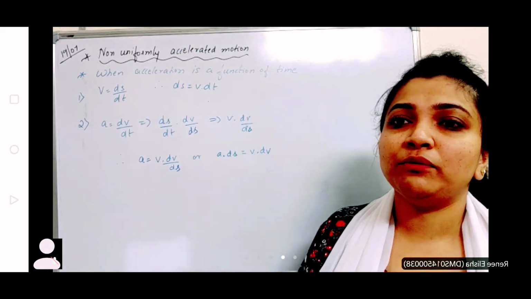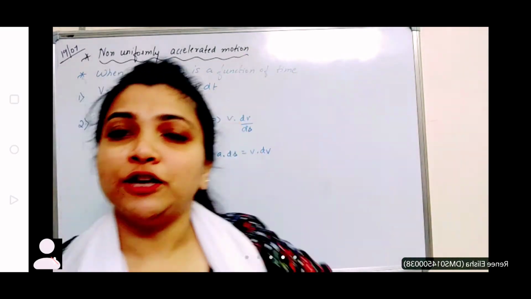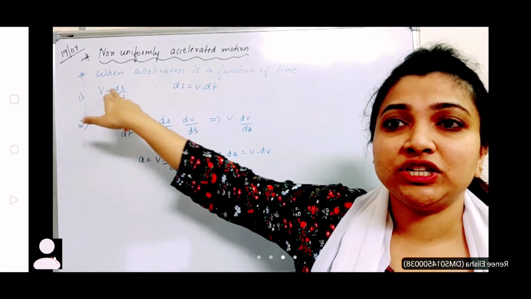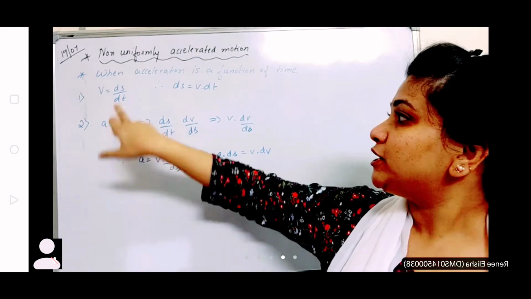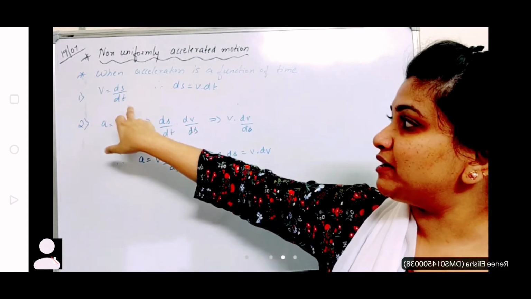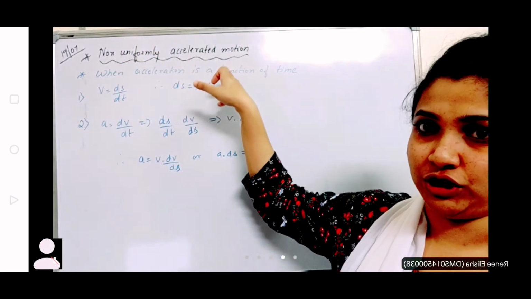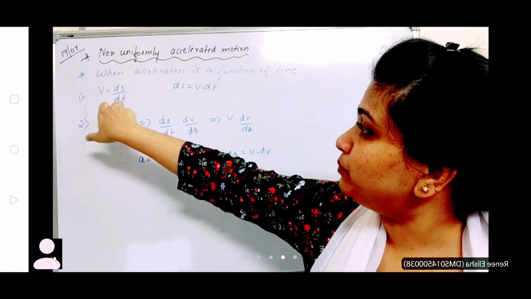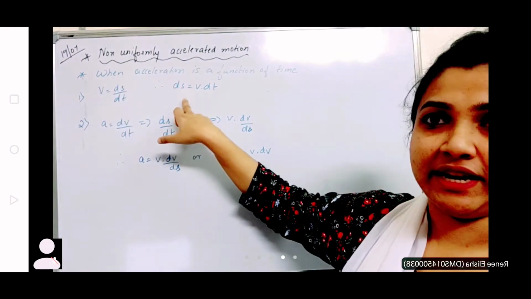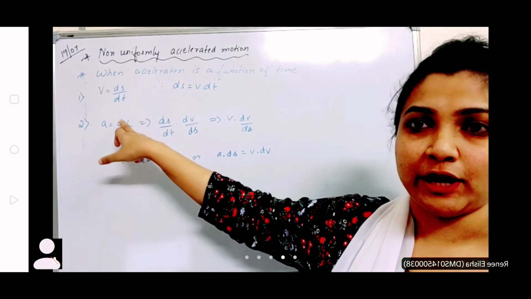In a non-uniformly accelerated motion, when acceleration is a function of time, velocity is what, children? Change in displacement divided by time taken, right? So ds, where s symbolizes displacement, so ds, the change in distance divided by time, is nothing but velocity. If I bring this dt to this side, then dt into v is equal to ds. Whenever we have velocity and displacement, we use this type of equation.